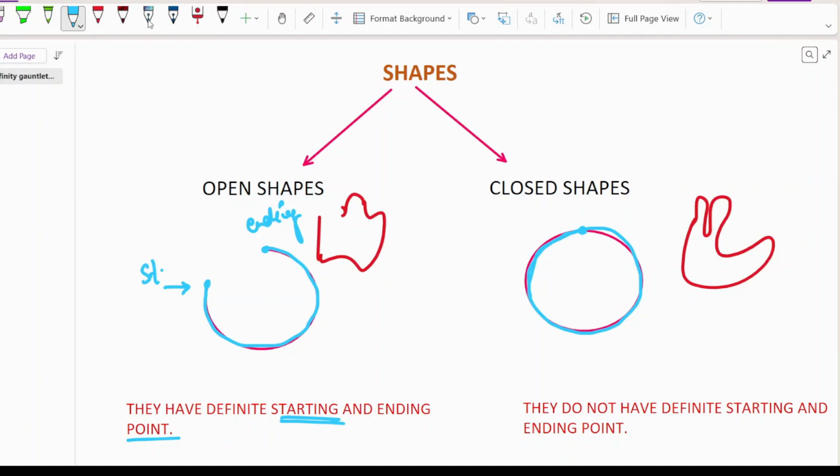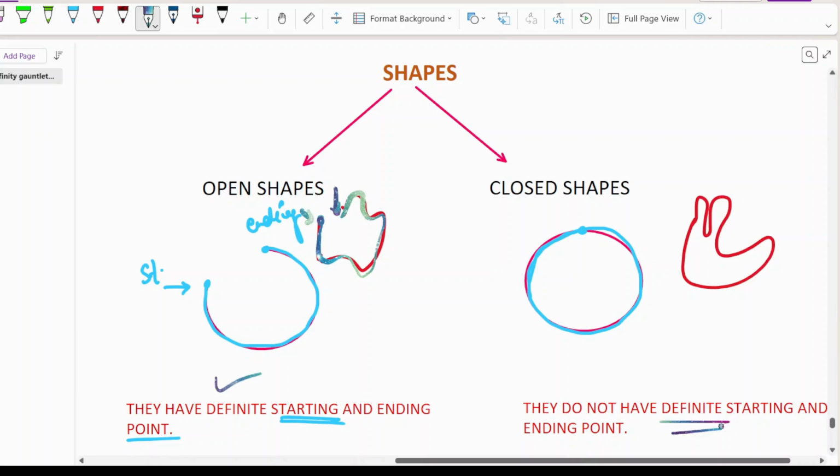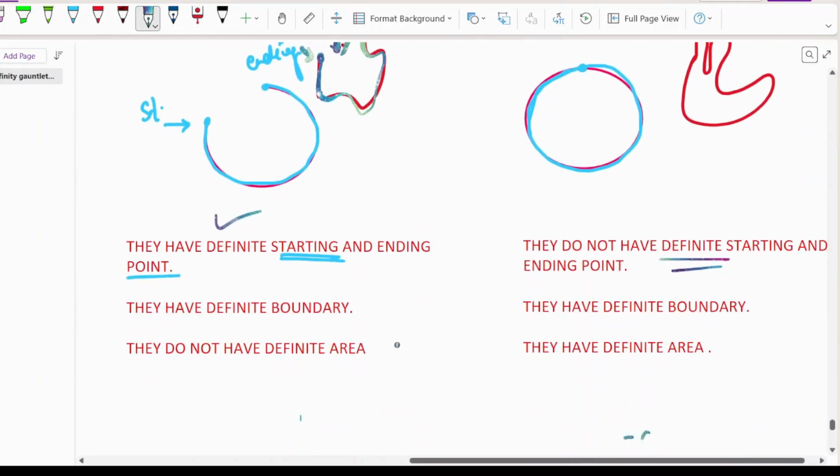Here also, if I just have a look over this figure, again, if I start from here, then I will end over here because there is no way to go beyond it. Or if I start from here, I'll have to end over here because there is no way to go beyond it if I move like this. Got it? So open shapes have a definite starting and ending point. Closed shapes have no starting and no ending point. They also have a definite boundary.